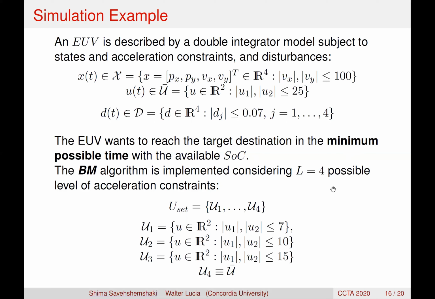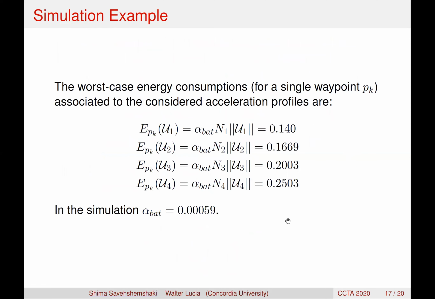The BM algorithm is implemented considering 4 possible levels of acceleration, as is illustrated here. By considering 4 levels of acceleration constraint and calculating the norm of each of these 4, we can have an associated worst-case energy consumption profile for a single waypoint tracking at each level. For example, when having a norm of U_L as a maximum acceleration, this one, the EUV will consume this value to track a single waypoint.